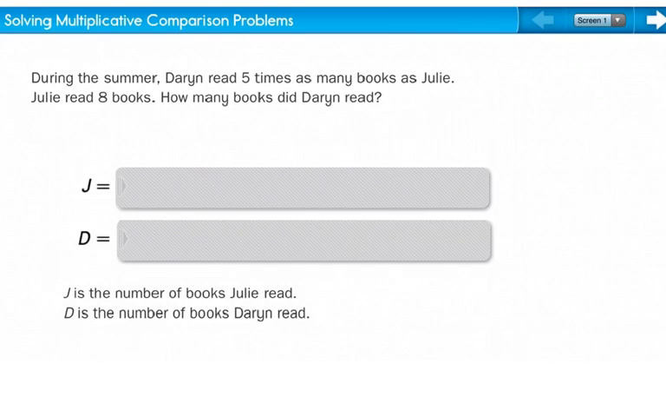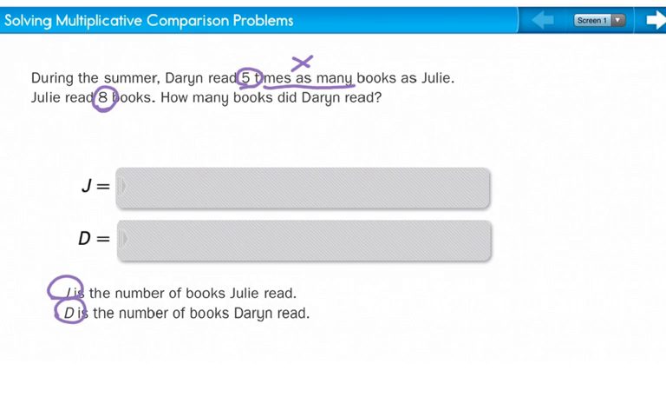Let's try this one. During the summer, Darren read 5 times as many books as Julie. Julie read 8 books. How many books did Darren read? Well, here's some important information. 5 times as many books. And Julie read 8 books. On your whiteboard with me, I want you to write what this would look like. J will stand for the number of books Julie read, and D for the number of books that Darren read.